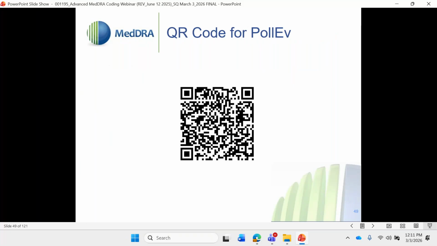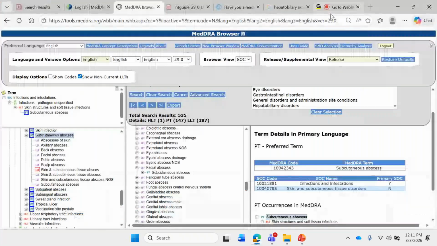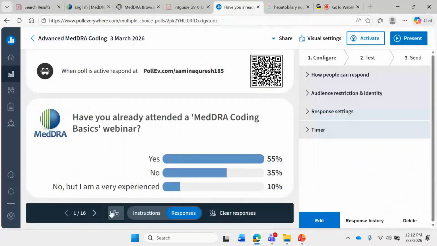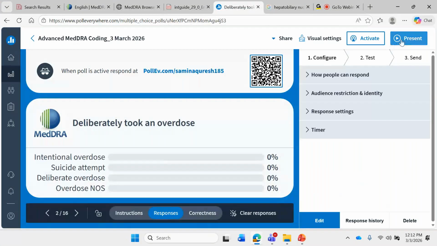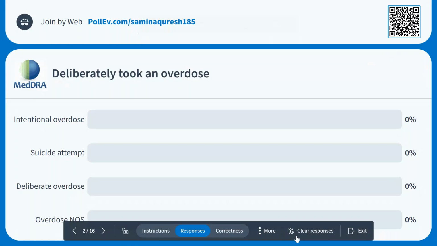And now I would like you all to participate with me and perform some coding exercises. So if you have a smartphone, please use your camera to log into Poll EV. And in the chat panel, you will see what to use as the username, Samina Koresh 185. Okay, so let's all log in. And I'm going to go into my Poll EV as well. We already did the first question. This is what you should see. Let me present it, and let me go back. Exit. Let me activate it. Okay.